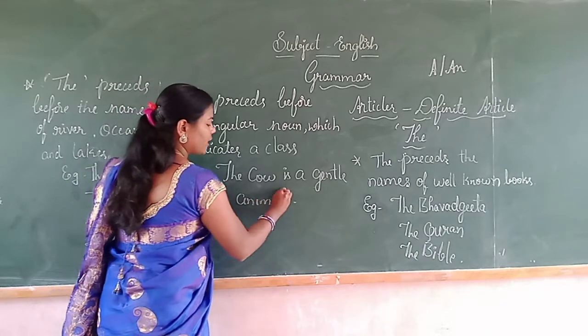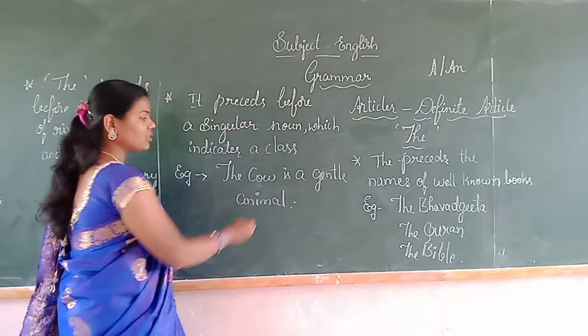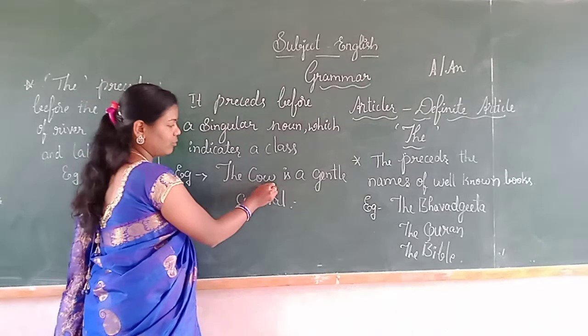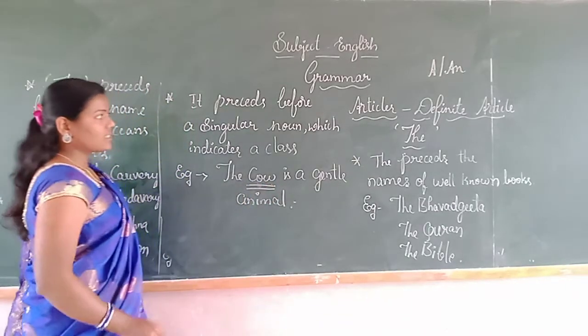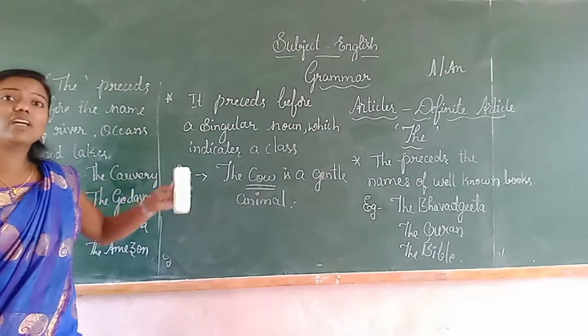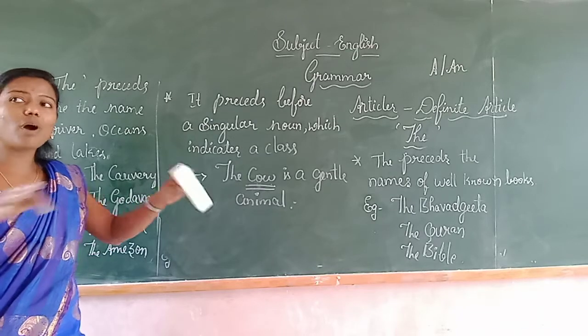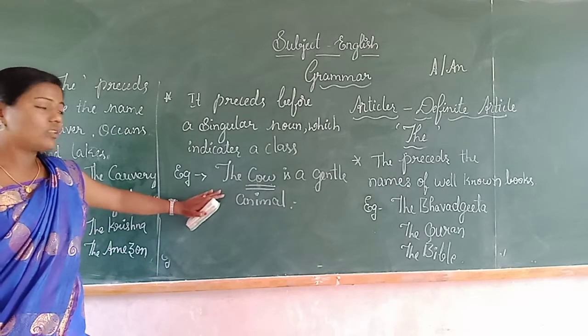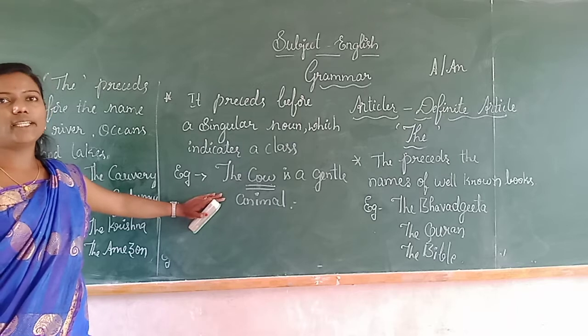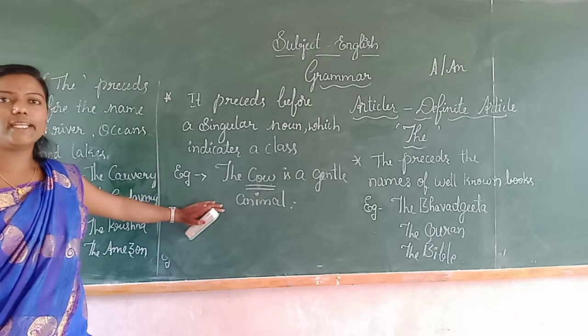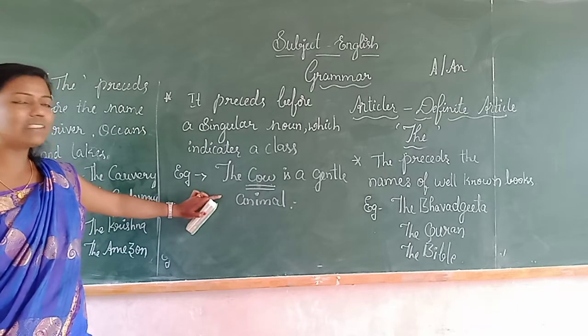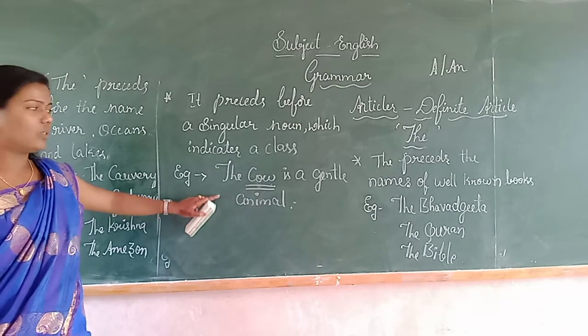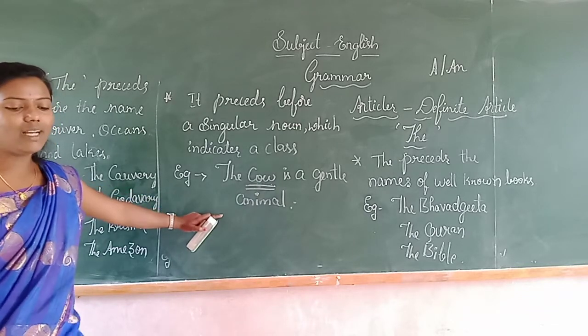So, dear student, here, who is a gentle animal? The cow is a gentle animal. The cow, it is the singular noun which indicates a class. What is the class? The group of cows. It's not only one cow that is intelligent. All cows are intelligent, but we use here only a singular noun like cow. The cow is a gentle animal.